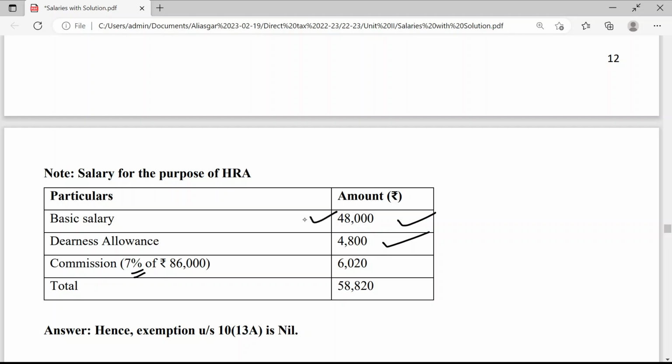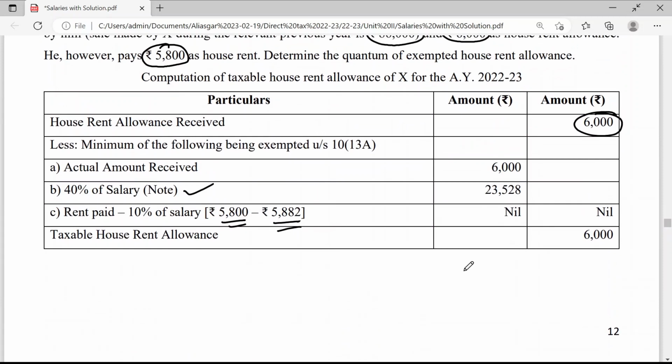And all this information is provided. DA is totally forming part, so you have to consider full DA. Basic salary is also given, and all the data is per annum, not per month. So total salary is 58,820. Now you have to make 40% of 58,820, and you will get 23,528.